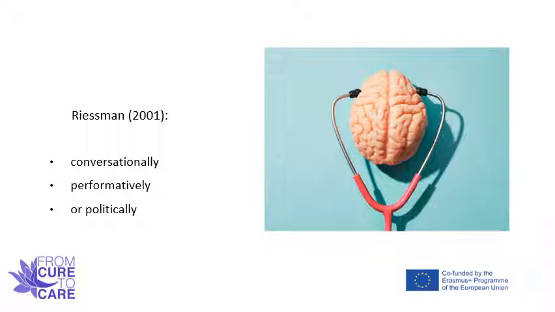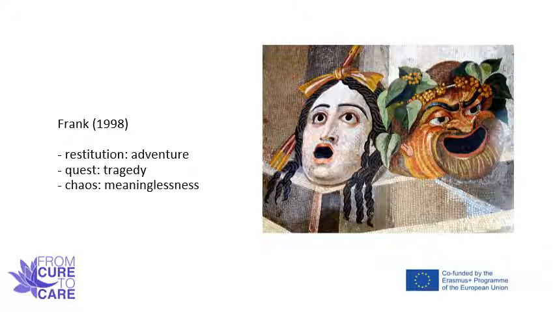For his part, Frank uses a literary framework to analyze narrative in the context of illness. Narratives, he suggests, fall into three basic categories: restitution, quest, and chaos, which correspond to the literary genres of adventure, coping with tragedy, and meaninglessness. The narrator constructs his experiences especially as restitutive, heroic, or absurd, using resources such as metaphor, exaggeration, euphemism, and humor.